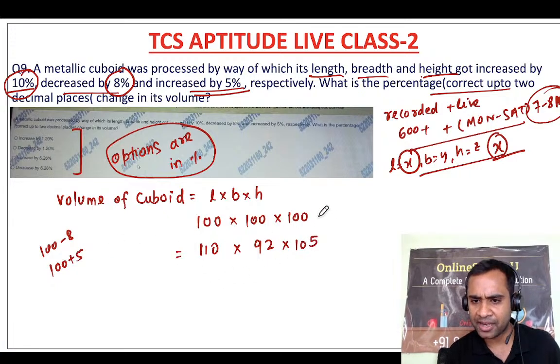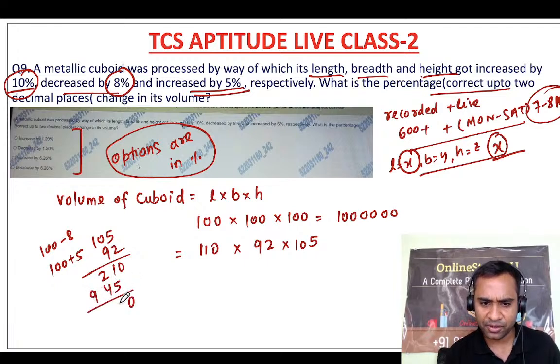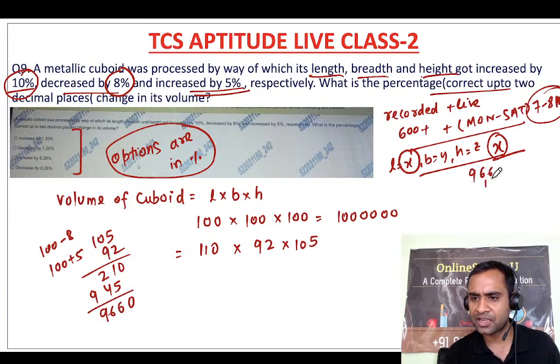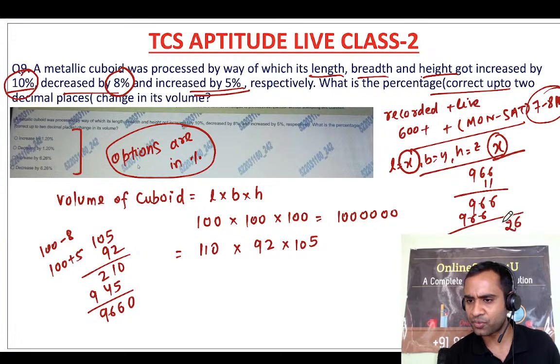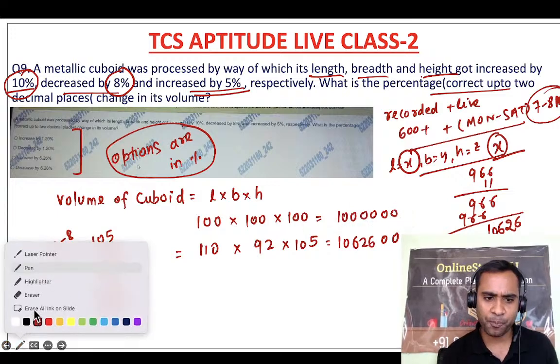Now we will try to multiply. So if we multiply, now 105 into 92. See, don't be afraid of calculations, it will be easy. So it is 516, 426, 966, and then you multiply 966 with 11. So it will be 10626, with two more zeros. So 1062600, right?